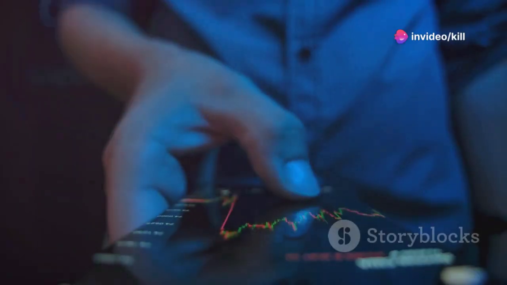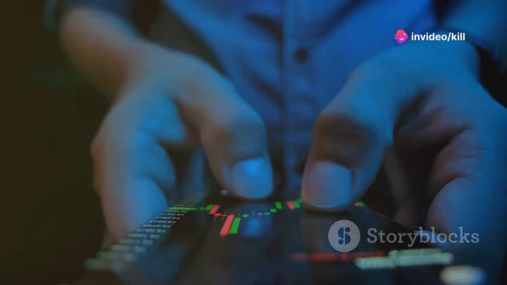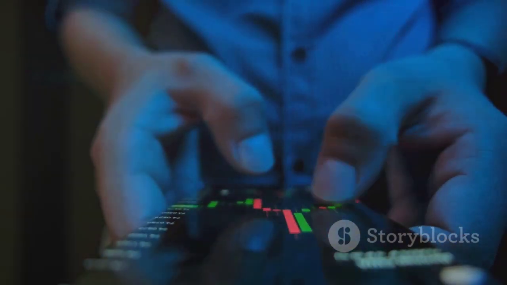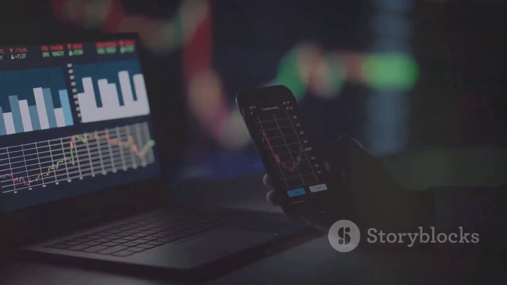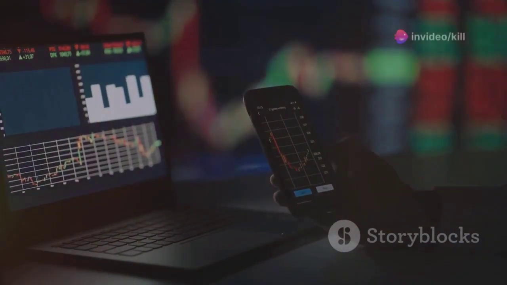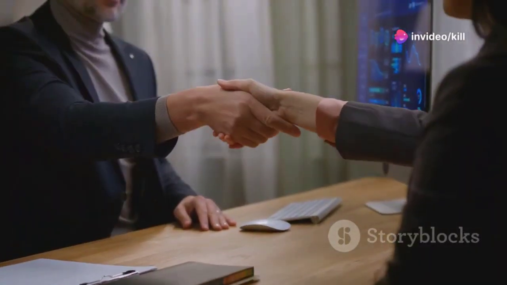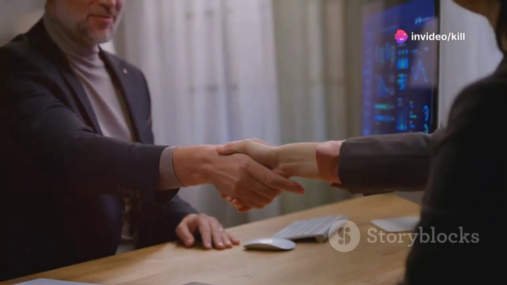The key takeaway is that context matters. Don't blindly chase low ratios or shy away from high ones. Dig deeper, understand the underlying reasons, and then decide if the valuation is justified. Remember, investing is not about finding the cheapest stocks, but about finding the best value for your money.